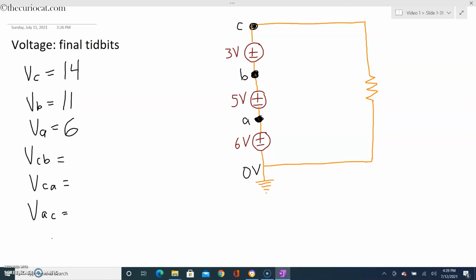Now what's the voltage between point C and B? Since C goes first, it will be positive 3 volts because point C is 3 volts more than point B. Now the voltage between point C and A would be 8 volts, because you can see there's a 3 volt battery and a 5 volt battery between points C and A. But if you ask what is the voltage between points A and C, well, A is lower than C, so it would be negative 8 volts.